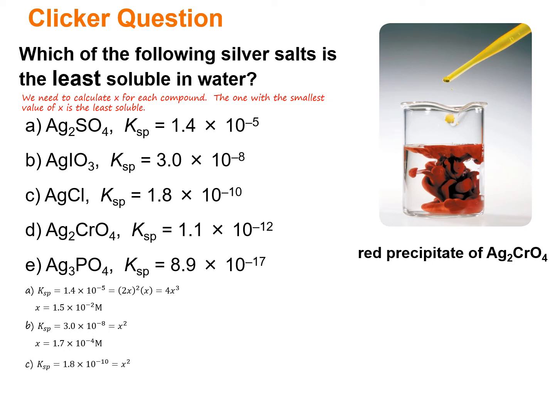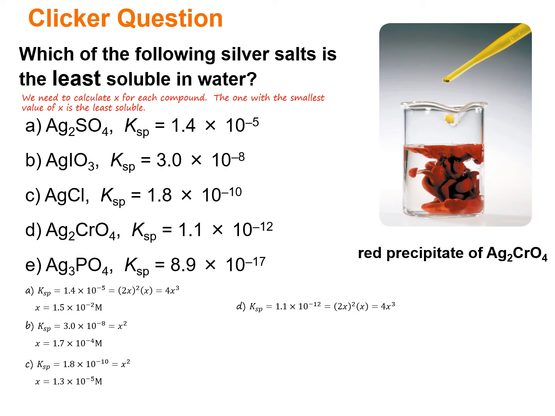Going to C, which is the silver chloride, again, just breaks into two pieces. We know we're going to get an x squared from our ICE diagram for that one. And then I go ahead and solve for x, and I end up with 1.3 times 10 to the minus 5. Going to D, we have 1.1 times 10 to the minus 12 for its KSP.